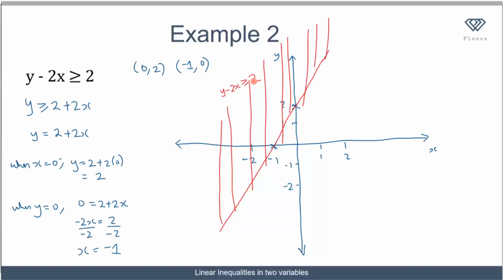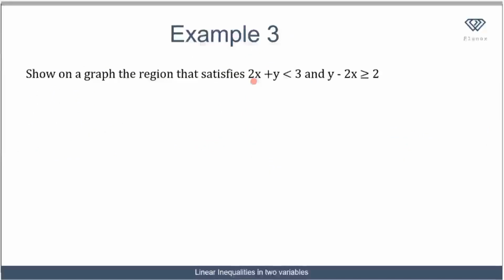So how do we combine when we have 2 inequalities and we are told to find the region that satisfies both inequalities? That is what this example 3 is going to be all about. So now we are told to show on the graph the region that satisfies these 2 inequalities. And if you observe, we have already solved for this initially, and we've solved for this initial also.